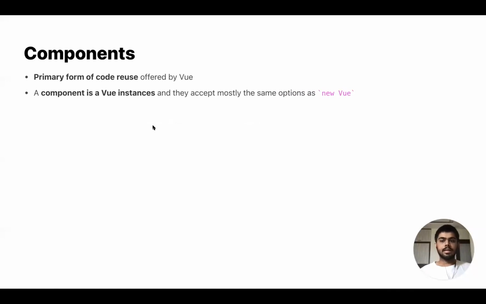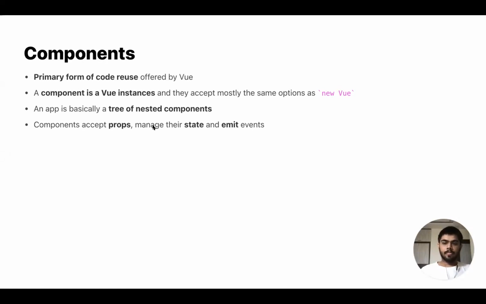So let's talk about components, right? Components are essentially the primary form of code reuse that is offered by Vue. The building blocks of any Vue application are basically components. And a component is nothing but a Vue instance in itself, right? So whatever options you pass to new Vue, you can pass into the component and it'll start working. Barring a few options, of course, but most of the options that you pass to new Vue can be passed to a component itself. And what the first two points imply is that your app is essentially a nested list of your components, right?